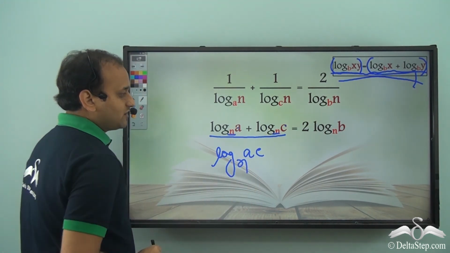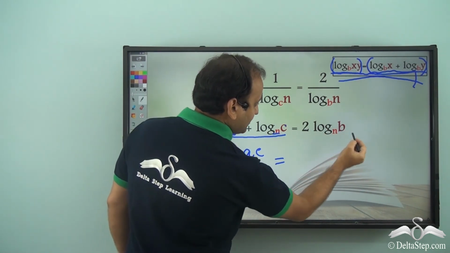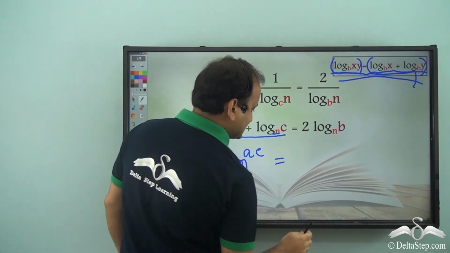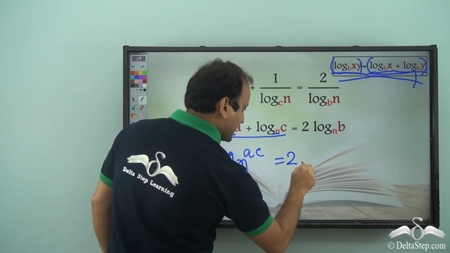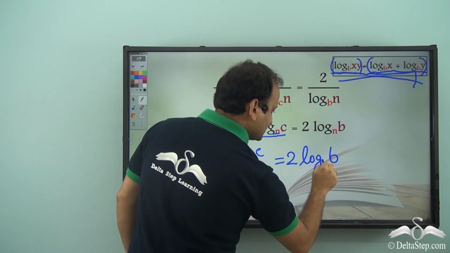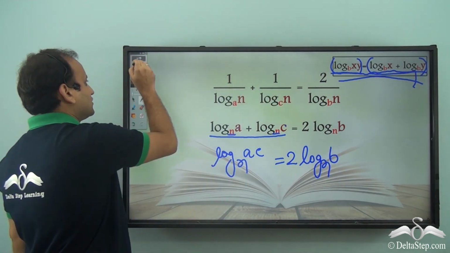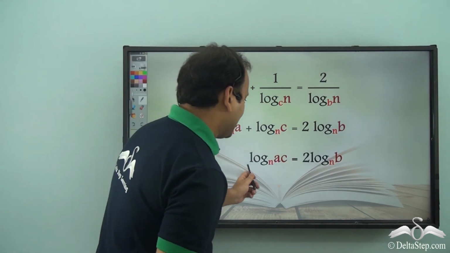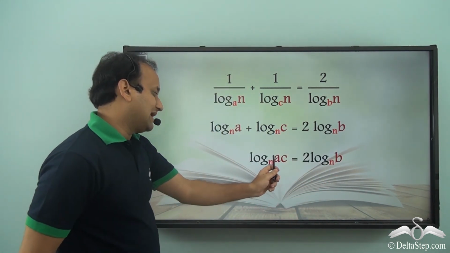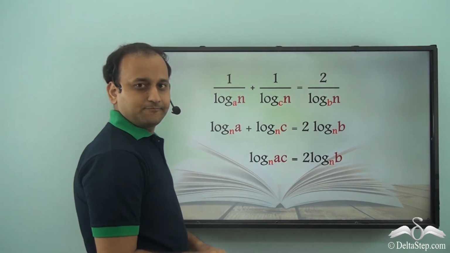So using the product law we have written this, and this will be equal to, we cannot apply the product law here because we have just log b to the base n. So we write it as it is. So we get log b to the base n into 2. So this is the expression we have got. By applying the product law, we found that log ac to the base n is equal to 2 log b to the base n.